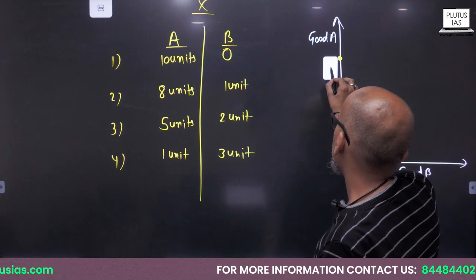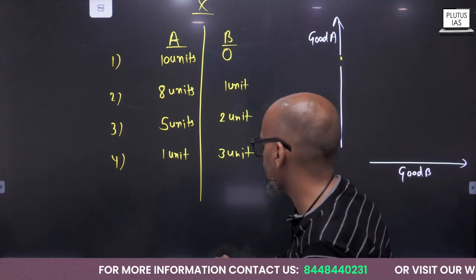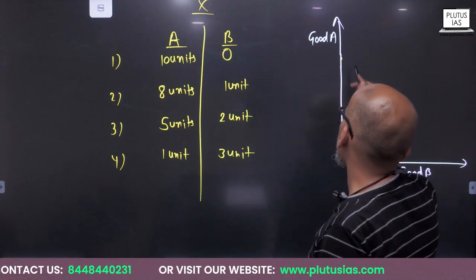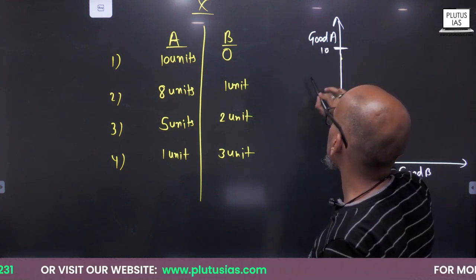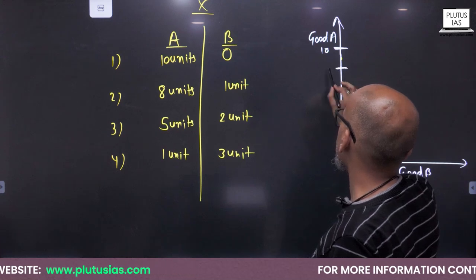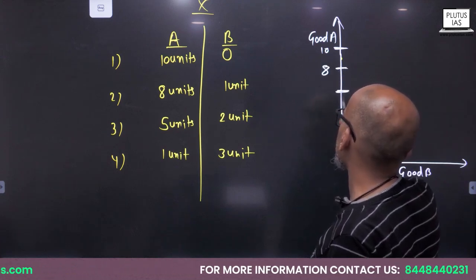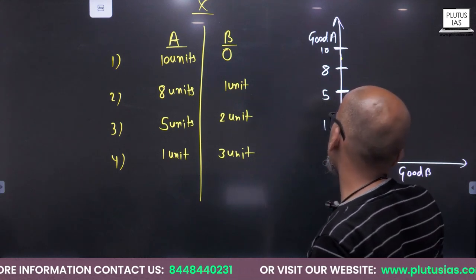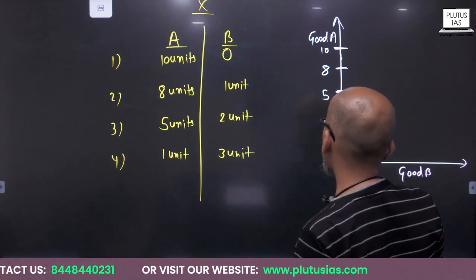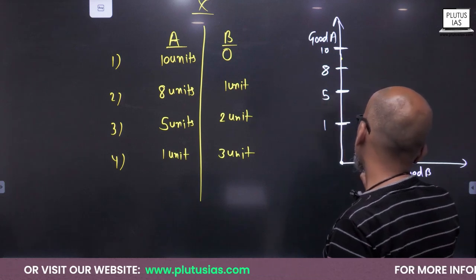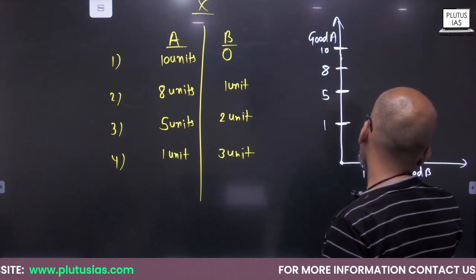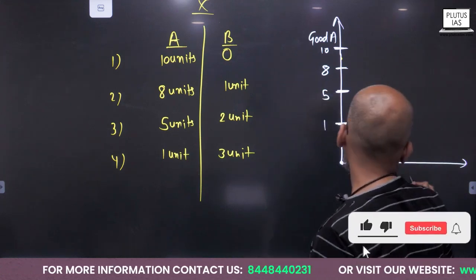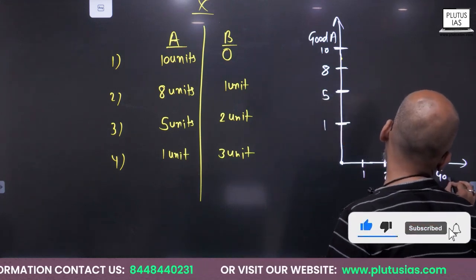Okay, let me do it. Let me write it so that you can understand it and have better clarity about it. Let me simplify it. So let's say this is 10 units of A. This is 8 units of A. This is, let's say, 5 units of A, and this is, let's say, 1 unit of A. Fine. And here we say this is 0 units of B. This is 1 unit. This is 2 units, and let's say this is 3 units of B. Fine.